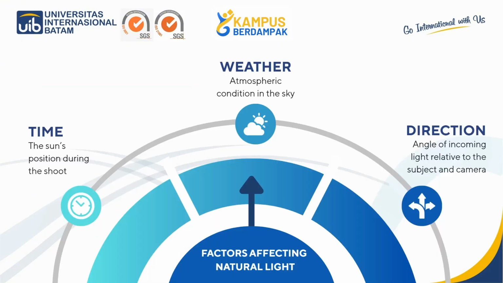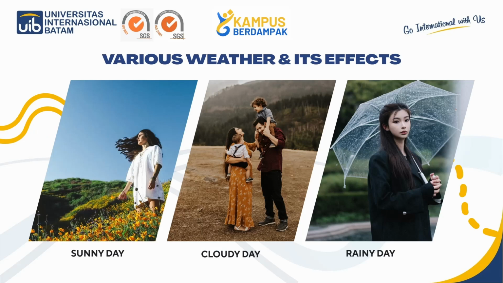The second factor is weather. This is the atmospheric conditions in the sky. In this example, I'm going to give you 3 various weather and its effect. Weather itself can serve as a natural filter to determine the quality, intensity, and the sunlight diffusion, which can be the key factors to influence the mood, contrast, and even the end color of a photo. A sunny day makes everything much more saturated, a cloudy day makes color muted, and a rainy day has water which you can play off the reflection.